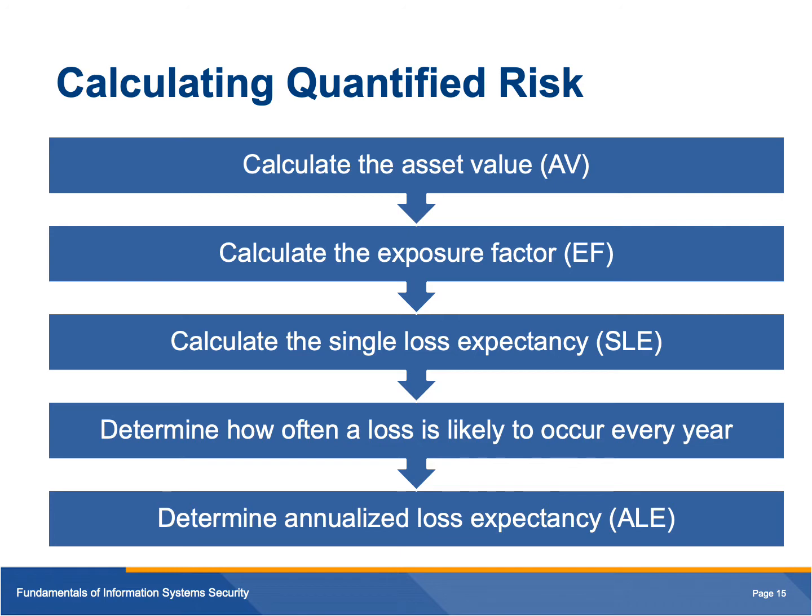Then we're going to determine how often a loss is likely to occur every year. This is the annualized rate of occurrence, or ARO, also called the risk likelihood. Some AROs are greater than 1. For example, a snowstorm in Buffalo or Berlin or Montreal will likely happen many times per year. Others are likely to happen far less often. For example, a warehouse fire might happen once every 20 years.